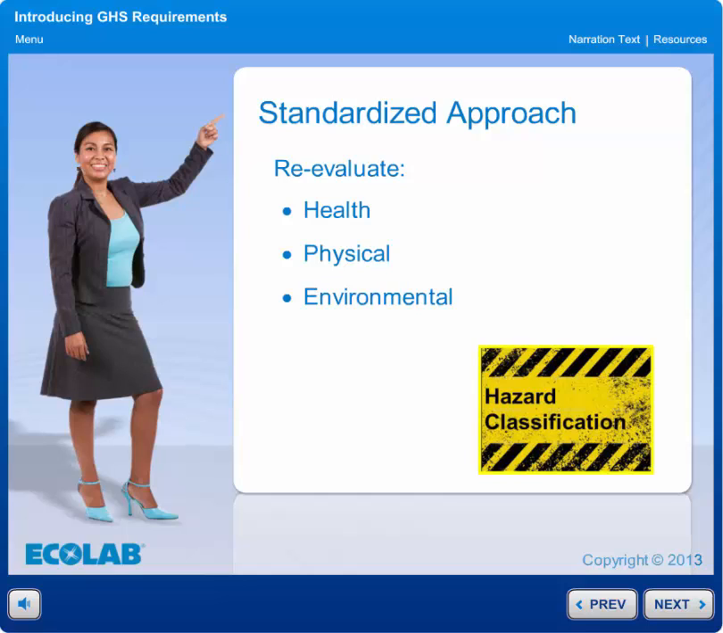This requires that each chemical product be evaluated for both physical and health hazards. At Ecolab, we also assess our products for environmental hazards, although this is non-mandatory under OSHA's GHS requirement. This is important because it demonstrates Ecolab's standardized approach to classifying and labeling our products.